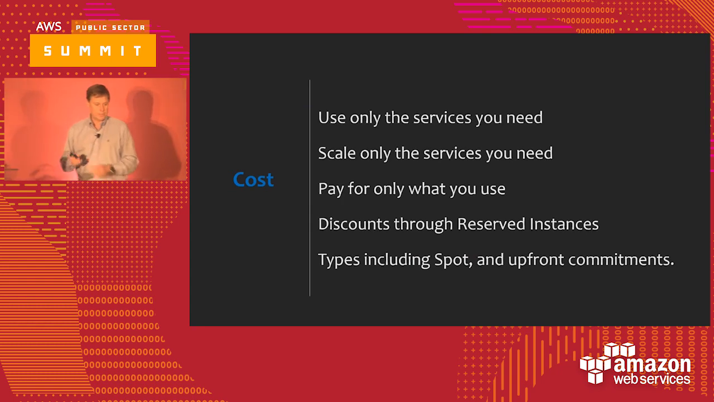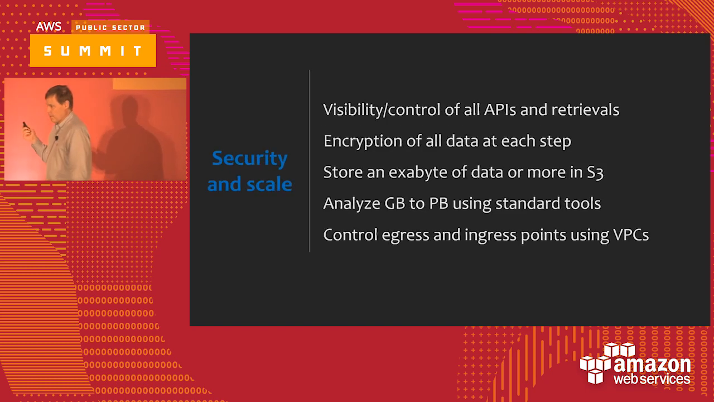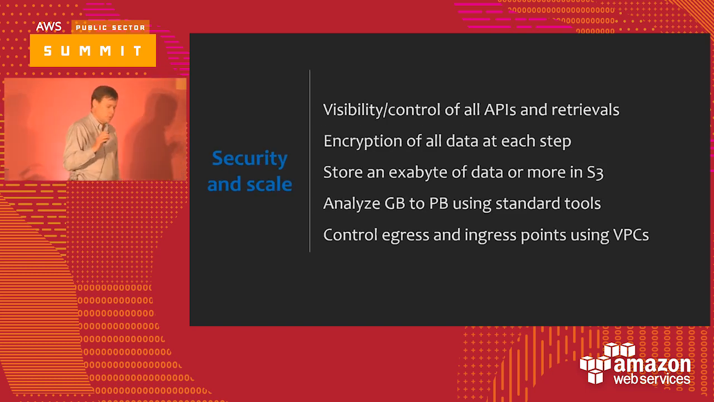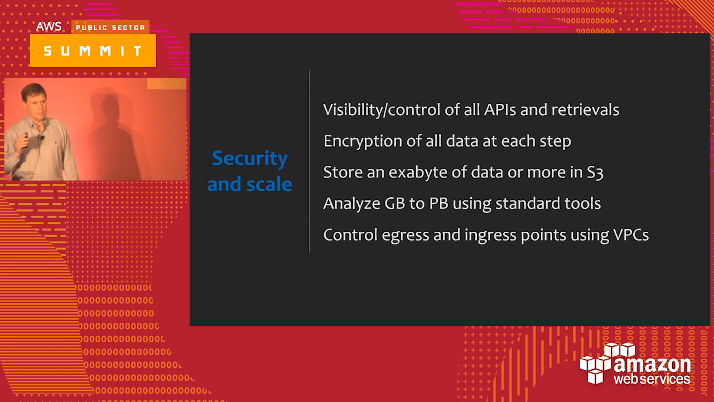Okay, so to reiterate before I hand it off to Ranga: use only the services you need, scale only when you need to scale, pay only for what you use. You can use reserved instances and Spot to save money. Security: use our security tools. There are plenty of tools you can use with CloudTrail and CloudWatch and even Config for visibility and control into your APIs and retrievals. Do encryption at rest. We have KMS and just button clicks to encrypt data at rest on S3. You can scale very fast, up to exabytes of data on S3.